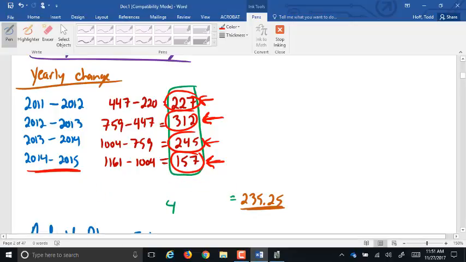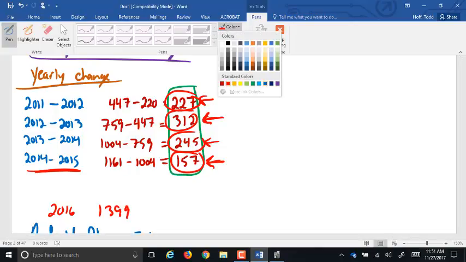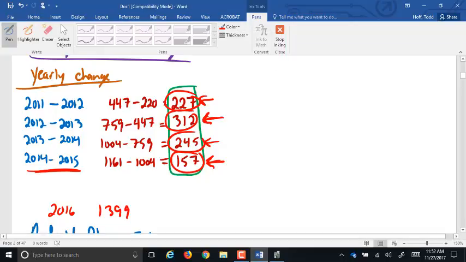If we went another year, if we had the data for 2016, and let's say that we found 2016 sales were 1399. That would allow us to then add a row to this chart. 1399 minus 1161, which would be 238. If that were the case, that would be showing us that yes, our average is still that 220 to 250 every year, but some years it's a little higher, some years it's a little smaller.